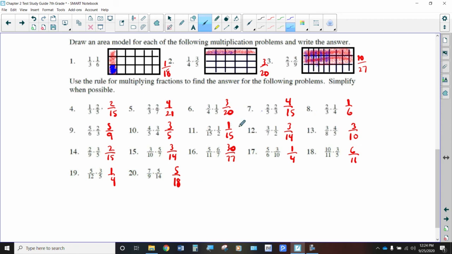So in all of these instances, your job is to multiply numerator times numerator, denominator times denominator, and then simplify the fraction to its simplest form. If you have any questions on how to get these answers, please let me know before you take the test, because I want you to understand this. The test is worth 100 points. You need to have this mastered.